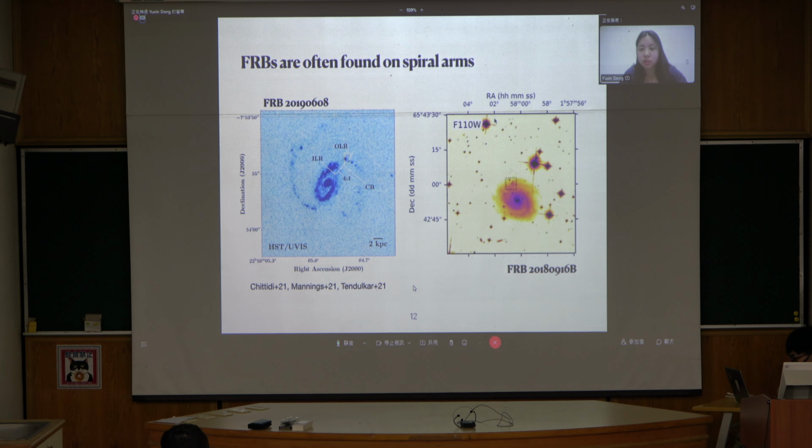So in the context of host environments, I do want to quickly compare this to other FRBs that have been localized to their environments. So the examples are 2019-06-08, which is a non-repeater, and 2018-09-16B, which is a repeater. And what I want to point out is that the FRB locations marked in this red circle and the black box on the right are both located on the spiral arms of their host galaxy.